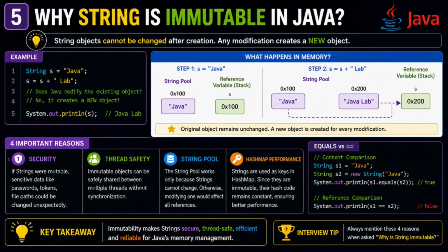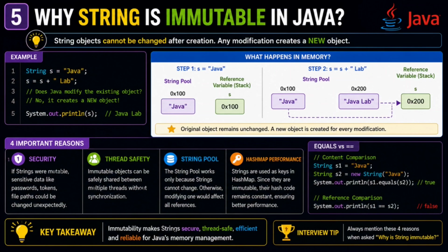But why did Java's designers choose this approach? There are 4 important reasons. First, security. Sensitive information such as database URLs, file paths, tokens, and credentials are often stored as strings. Immutability prevents accidental modification. Second, thread safety. Immutable objects can safely be shared between multiple threads without synchronization. Third, string pool. The string pool works efficiently because pooled objects cannot change. Otherwise, changing one reference could unexpectedly affect many others.